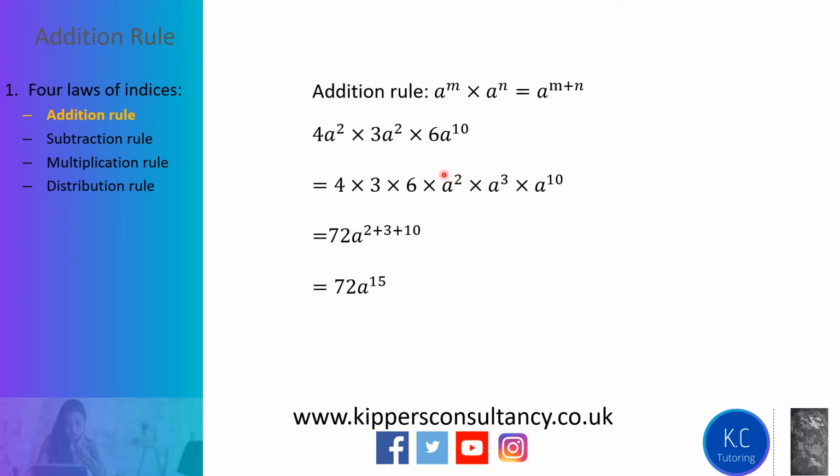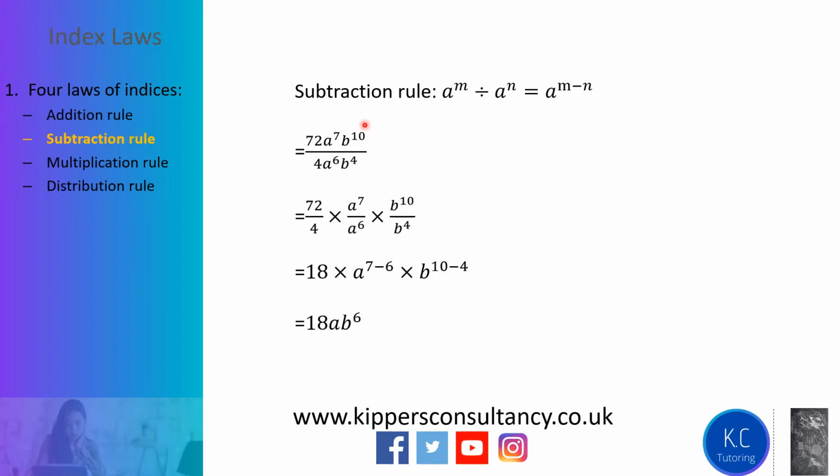And remember, with the addition rule, we add the indices. So we then add the indices of 2, 3, and 10. So that becomes a to the power of 2 plus 3 plus 10, which equals 72a to the power of 15.